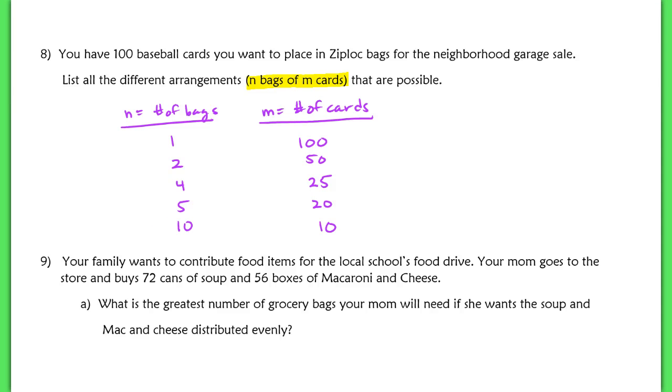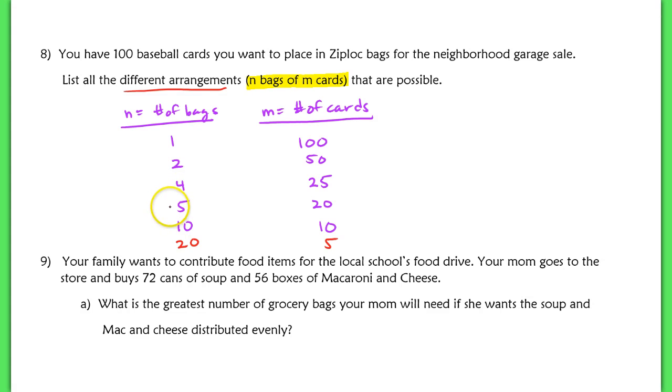It's asking us to list all the different possible arrangements, right? Now in this case, if I were to switch the number of cards and the number of bags, so these two numbers, I could also use 20 bags and put 5 cards in each. Now the numbers 10 and 10, I'm not going to use that again because 10 bags and 10 cards in each bag is the same as switching those two numbers around.